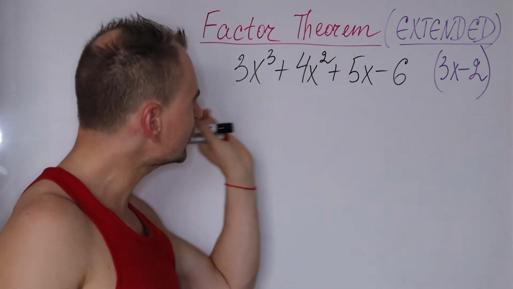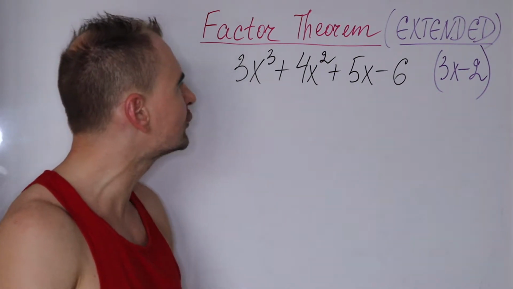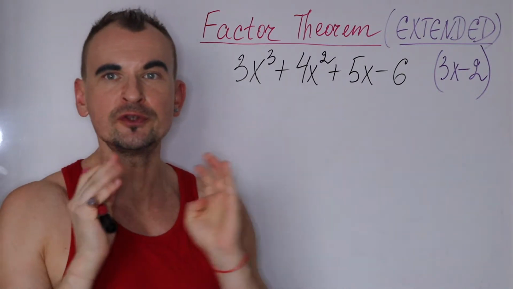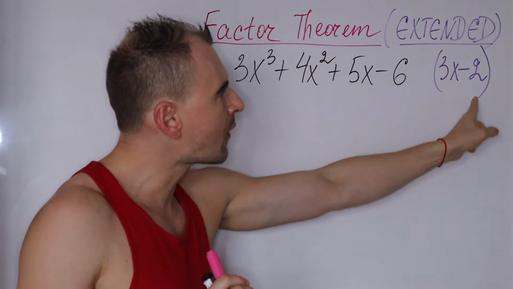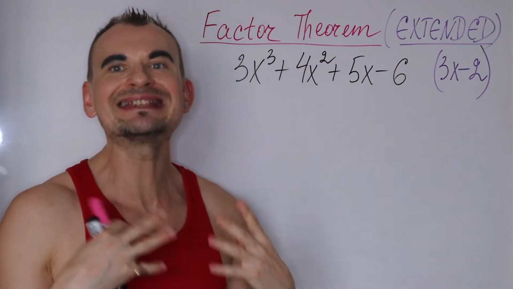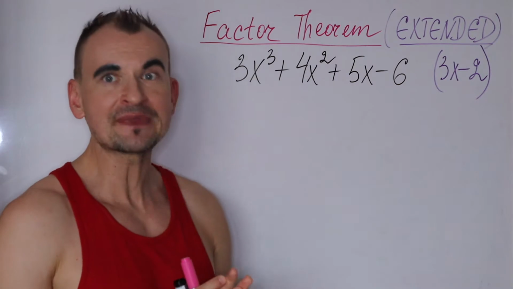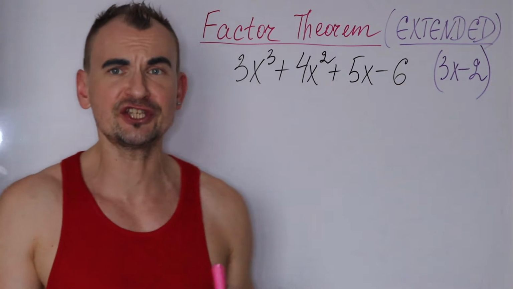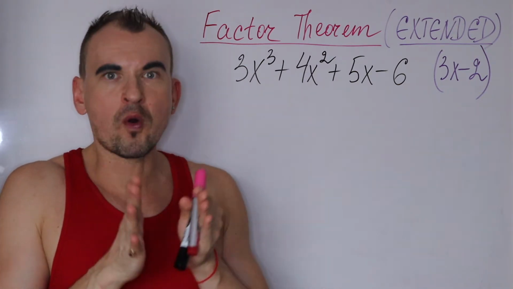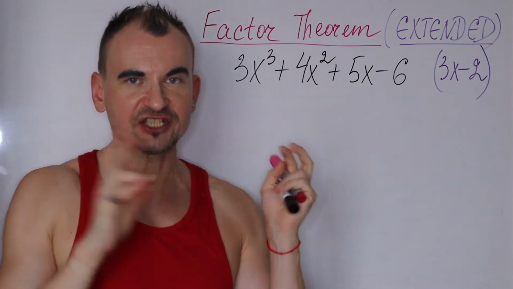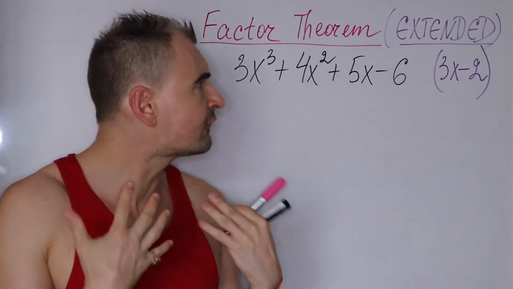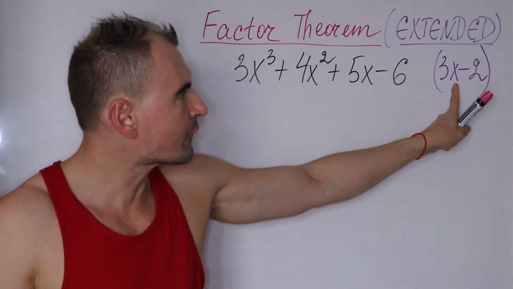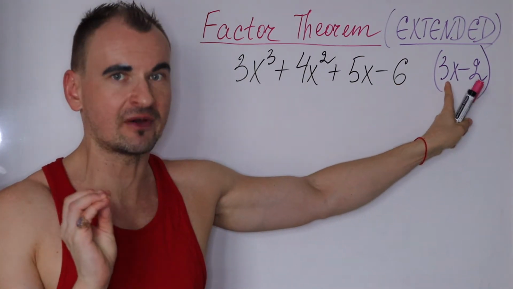So say you have been given this polynomial 3x cubed plus 4x squared plus 5x minus 6, and you need to show that this monomial 3x minus 2 is a factor of this polynomial. First of all, what might come to your mind is straightforward, old-fashioned long division. And unfortunately, at this point, you cannot use synthetic division, since your coefficient in front of x is not equal to 1.